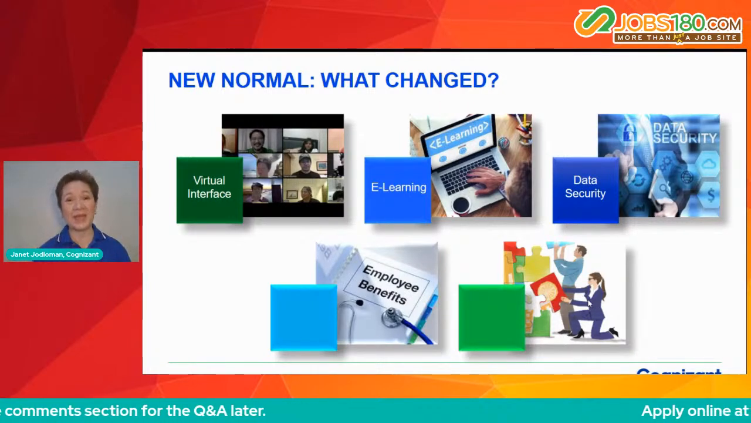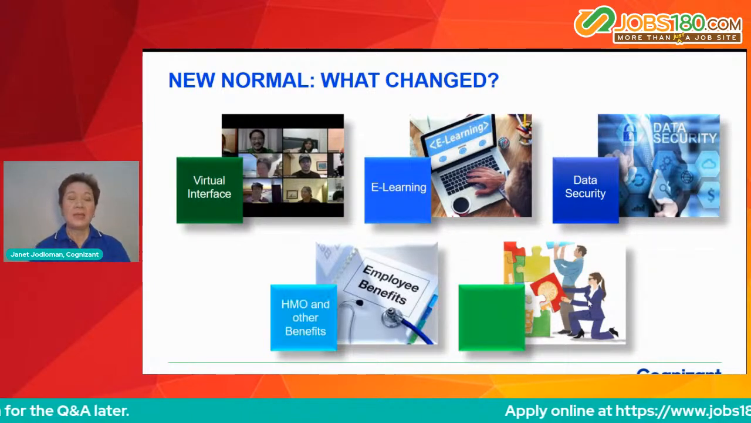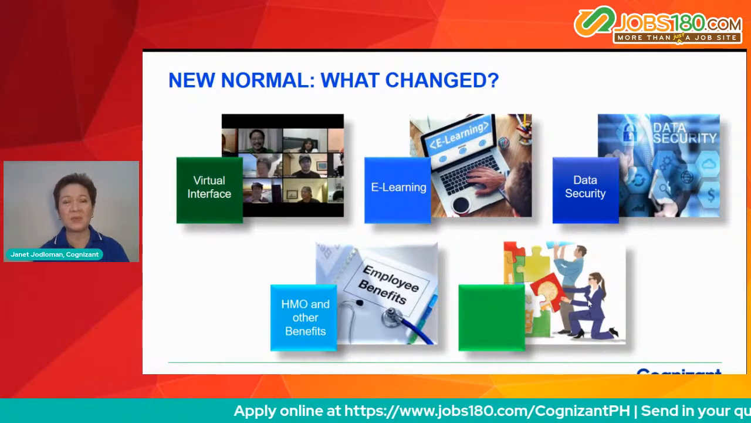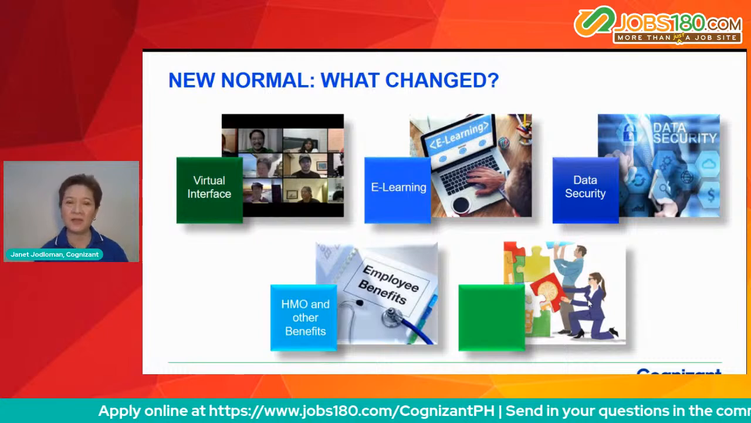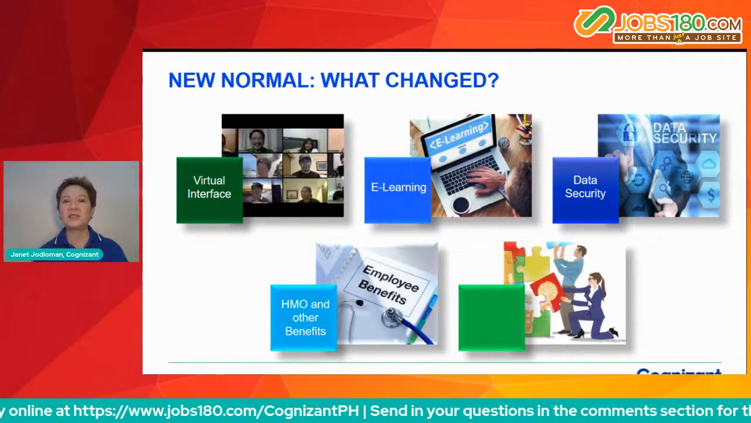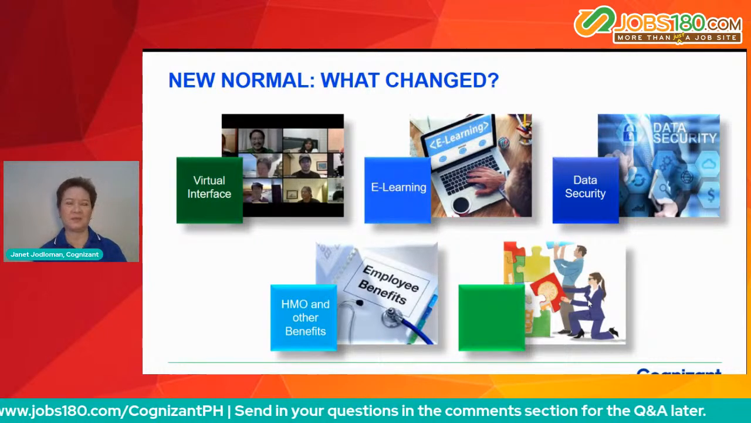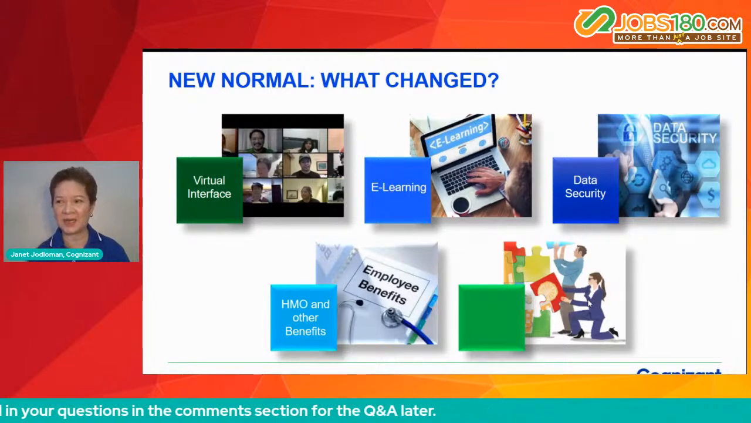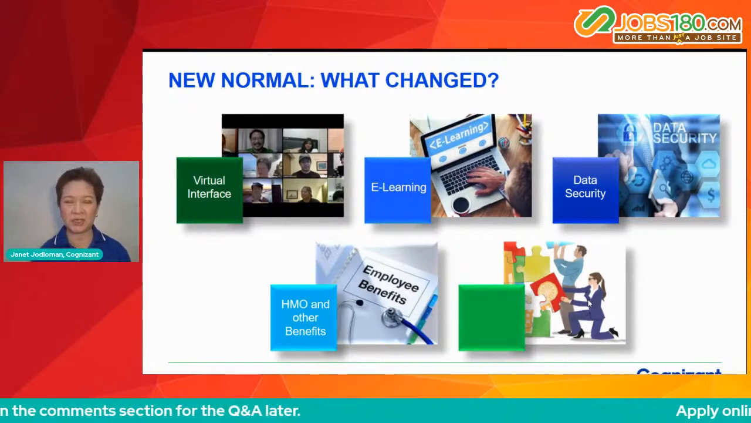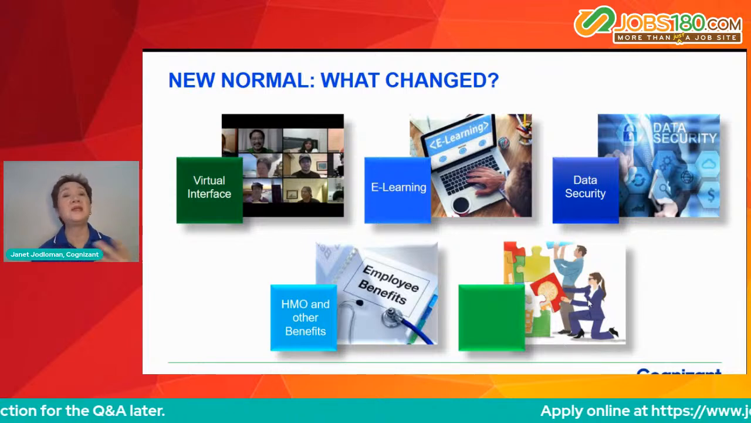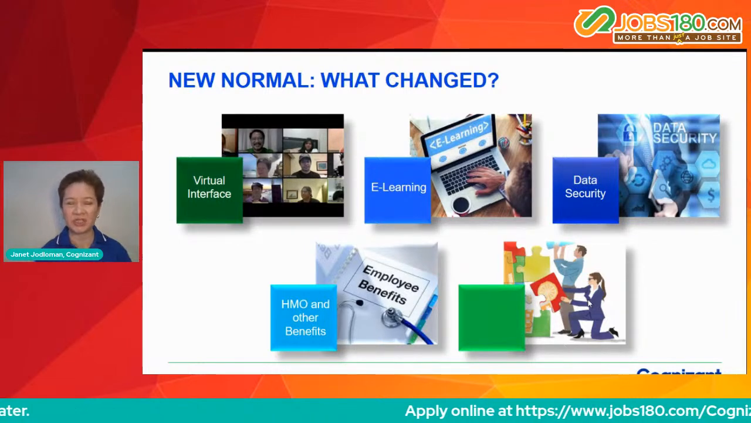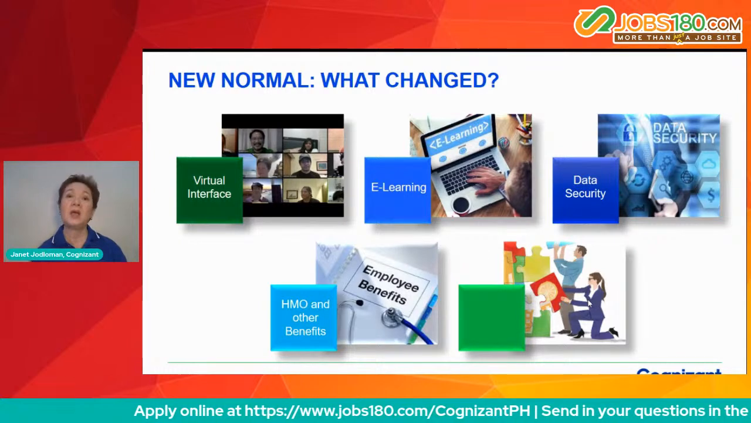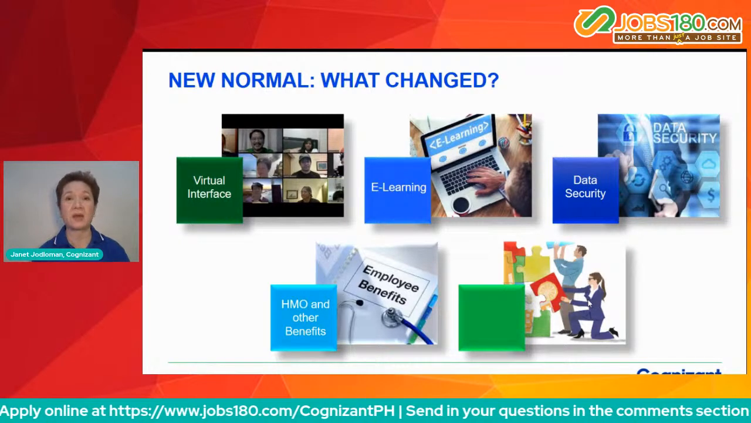To protect data. Now another thing that changed is, of course, the benefits of employees. HMO, that's health. In the past, we didn't have anything like RT-PCR testing or antigen testing. We didn't have anything like vaccination, especially for COVID. We did have the usual flu vaccination, or other types of vaccination. But now there are many other requirements.